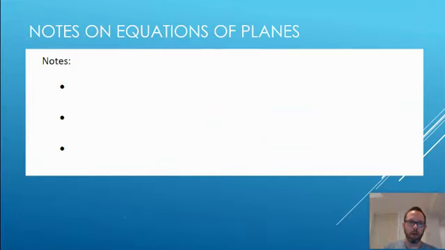So let's continue. A couple notes on this. Actually, there's just going to be two. I don't think I'm going to use this third one. So the first is that these equations are not unique.